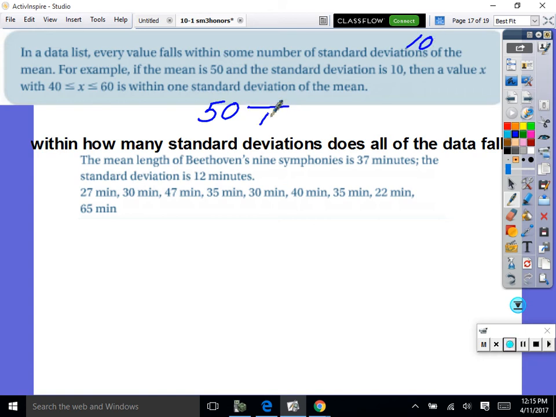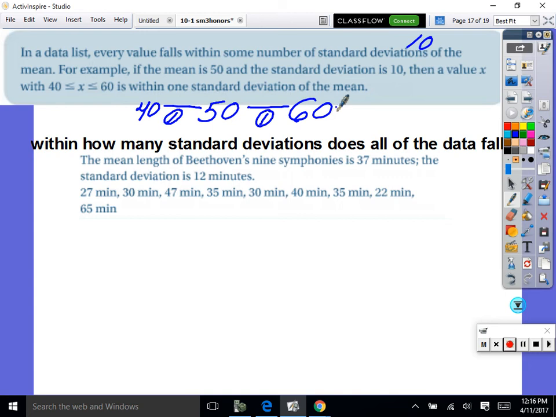One standard deviation above that, and one standard deviation below that. That would put me at 40 and 60. So any value that falls in this here or here would be within one standard deviation. So if I said to you, what value is 55? Within how many standard deviations is 55 from the mean? You'd say 1, correct, everybody?